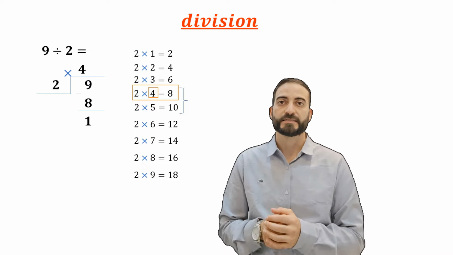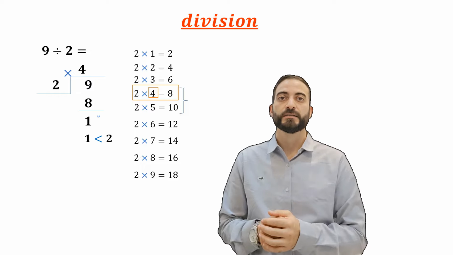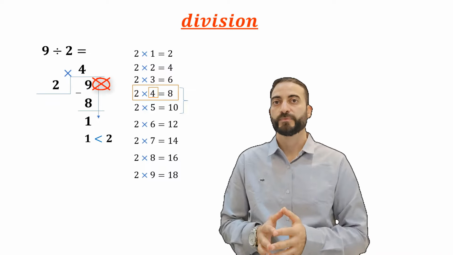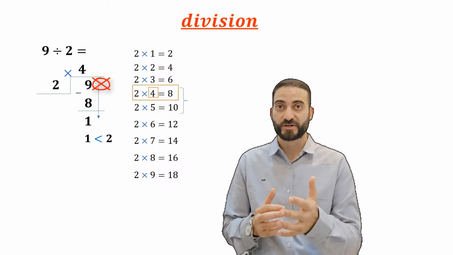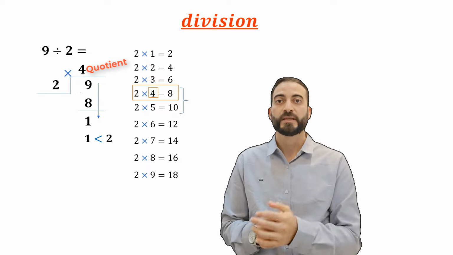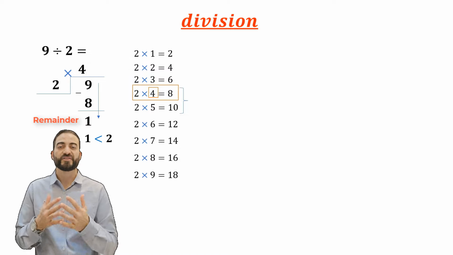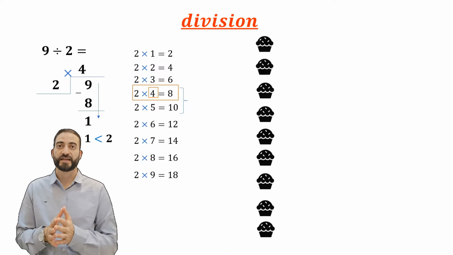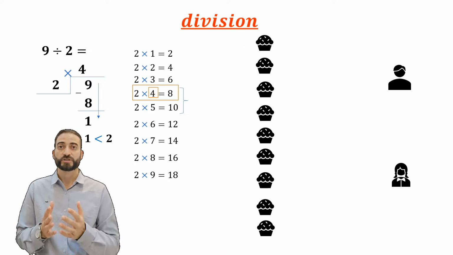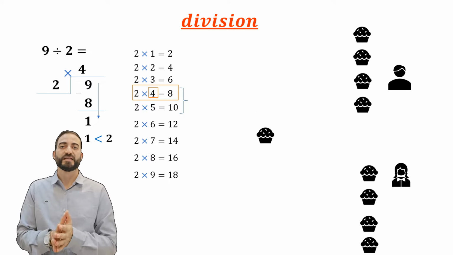So, since the answer, which is 1, is smaller than the divisor, and also we do not have any more numbers to bring down, this indicates that the process is finished. So we get the quotient, which is 4, and the remainder, which is 1. I will explain the process in another way. If we have 9 pieces of cake and we want to divide it between 2 people, then each person will get 4 pieces of cake and 1 will remain.